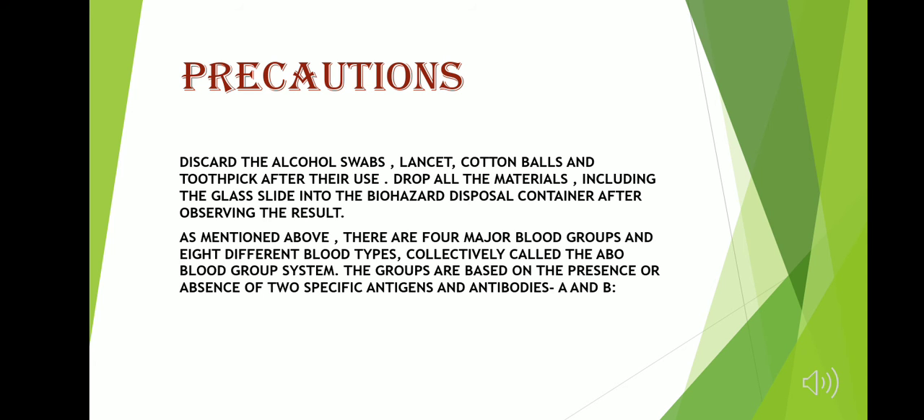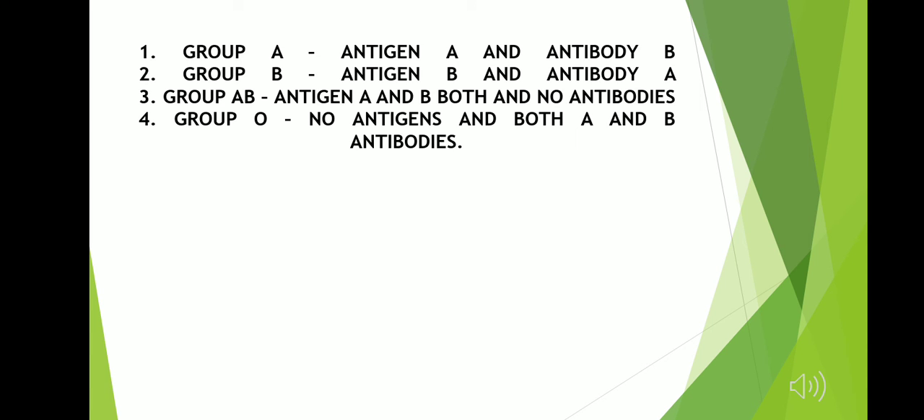As mentioned above, there are 4 major blood groups and 8 different blood types, collectively called the ABO group system. The groups are based on the presence or absence of 2 specific antigens and antibodies, A and B. Usually, Group A contains antigen A and antibody B. Group B contains antigen B and antibody A. Group AB contains antigen A and B both and no antibodies, and Group O contains no antigens and both A and B antibodies.